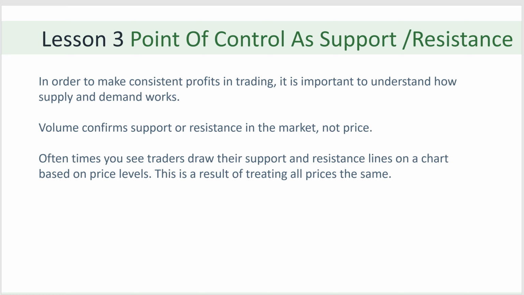And most people that trade based on price fall into this false belief that when price trades there, automatically that's got to be a support or resistance level. Not necessarily. Oftentimes you see traders draw their support and resistance lines on a chart based on price levels. And this is a result of treating all prices the same. Not all prices are the same.